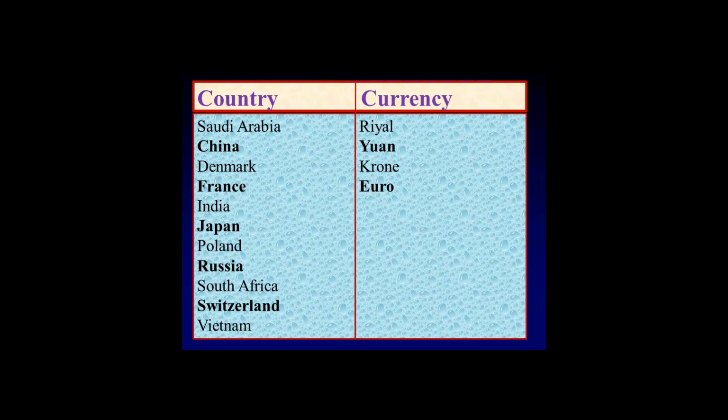India. What's the currency in India? The currency in India is rupee. What about Japan? The currency in Japan is yen. What about Poland? The currency in Poland is zloty. What about Russia? The currency in Russia is ruble. South Africa. The currency in South Africa is rand.